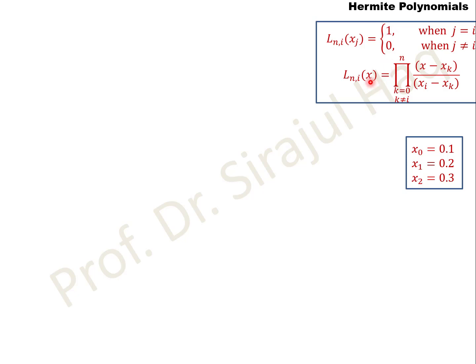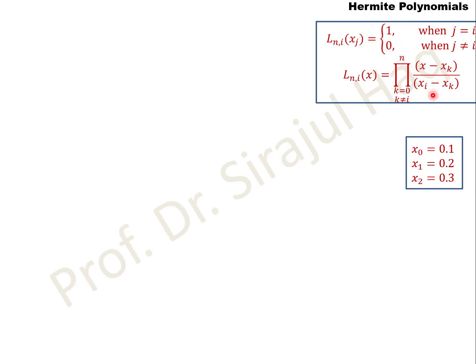And when it's different, for example, x is equal to x0, one of the terms will become 0, x is equal to x1, one of the terms will be equal to 0. The factor x minus xi is not there in the numerator. Similarly, xi minus xi is not there in the denominator, otherwise this denominator will become infinity. So this satisfies these two conditions.